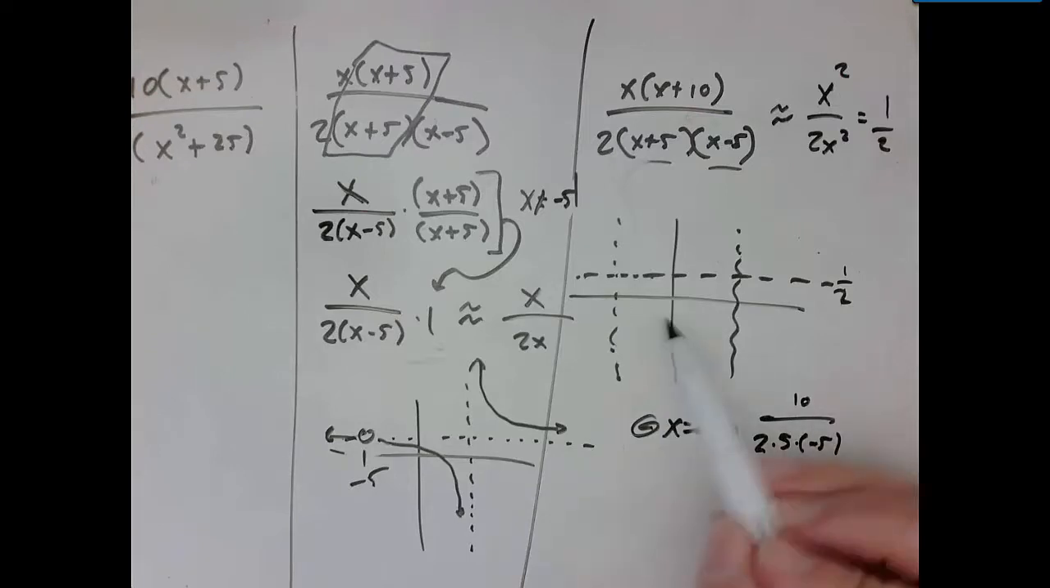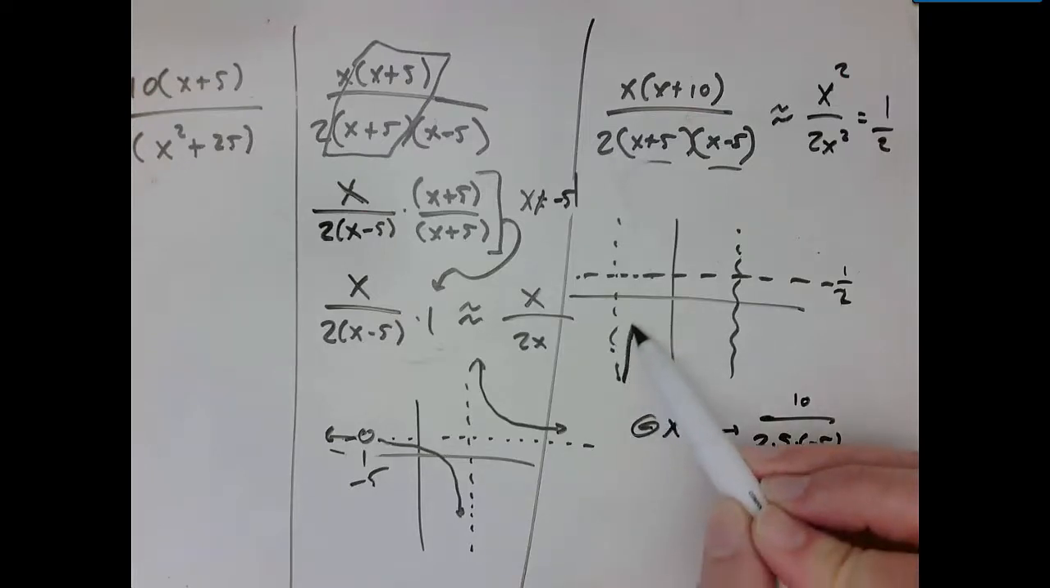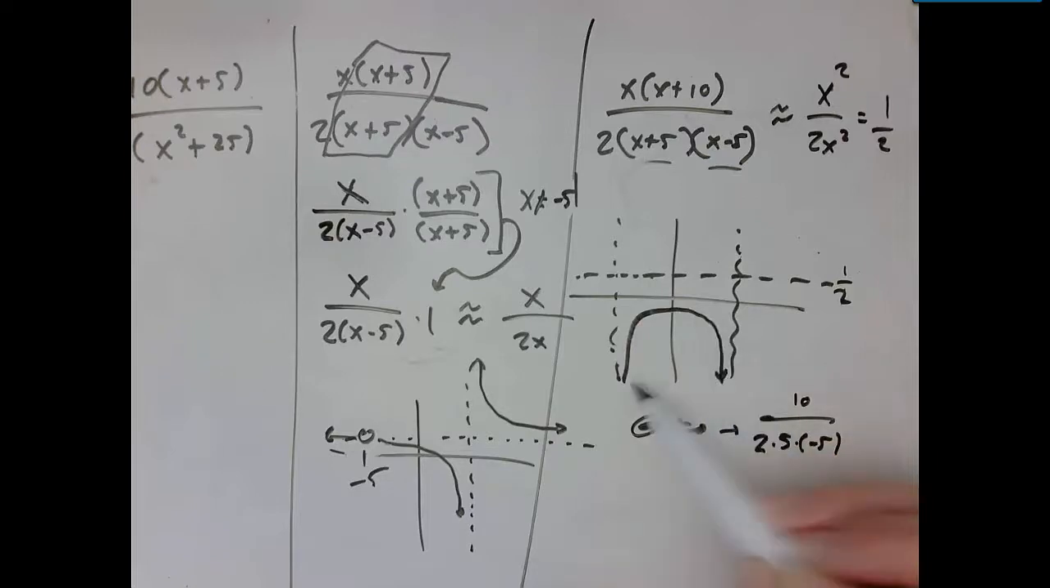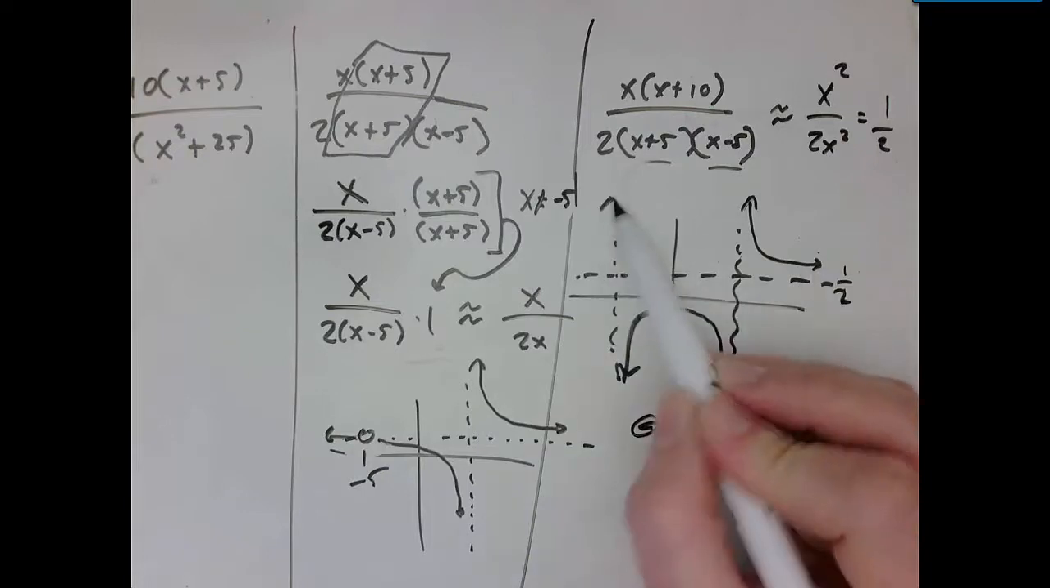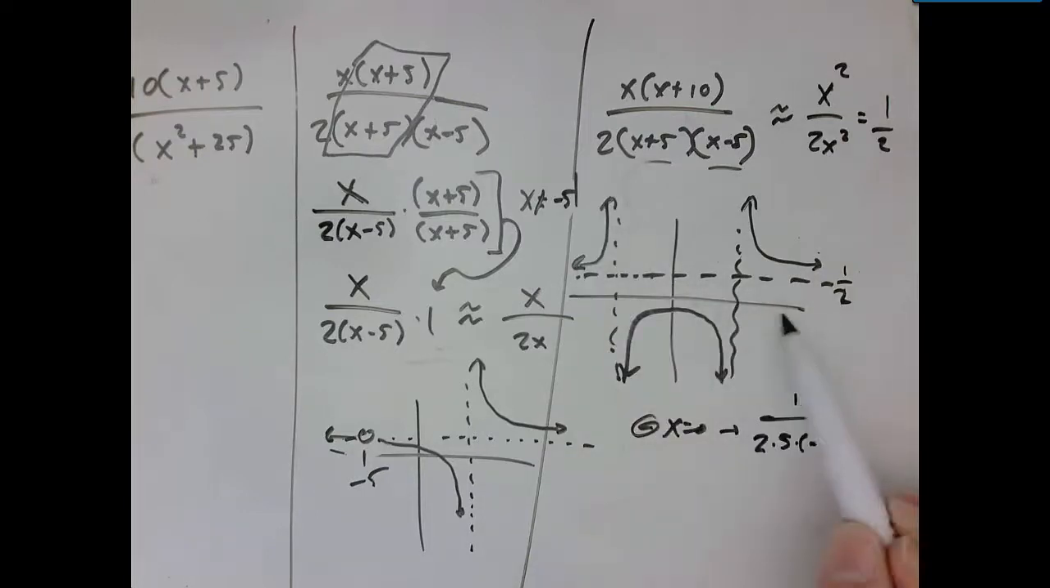And so that means I know it's got to look like this, because I know all of the values are going to be below the asymptote when x equals 0 in that region. So these other ones are going to look like this, and you can verify that by plugging in a value that's larger than 5 and smaller than -5.